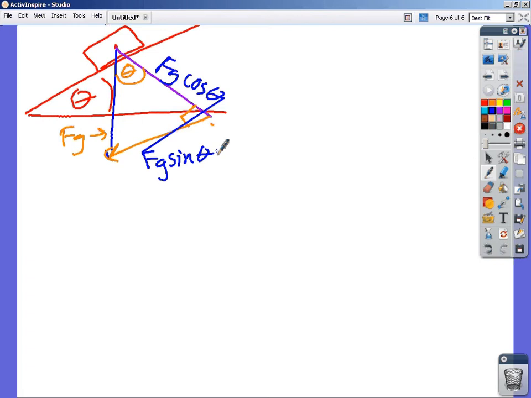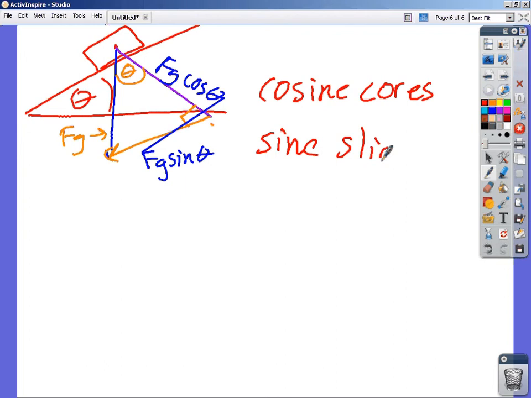So the little thing I gave my class today is: cosine cores, meaning it buries into the ramp, and sine slides, meaning it obviously just slides down the ramp. If you memorize this, you'll be fine, as long as the angle you're being given is this one. Sometimes they'll trip you up and give you the angle measurement up here. If they do that, then it's just cosine is x, sine is y, I believe. I'll double check on that, but I think it's just the same as we're used to doing.